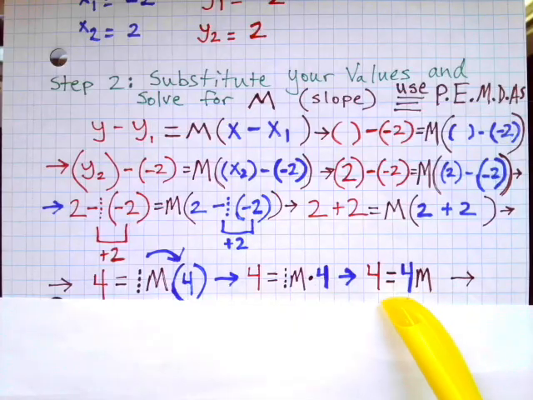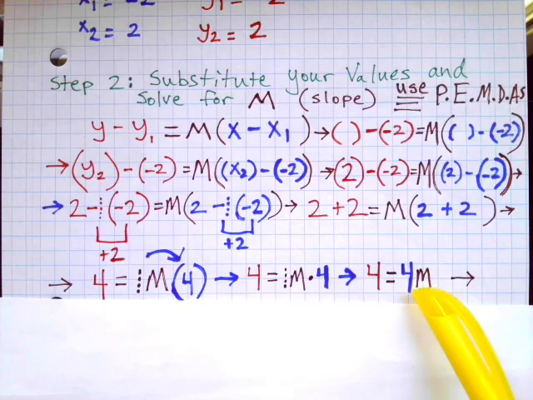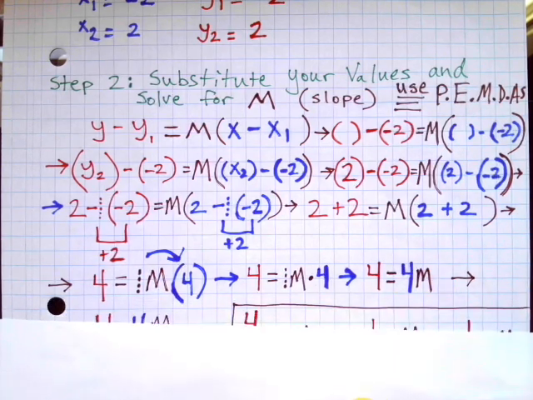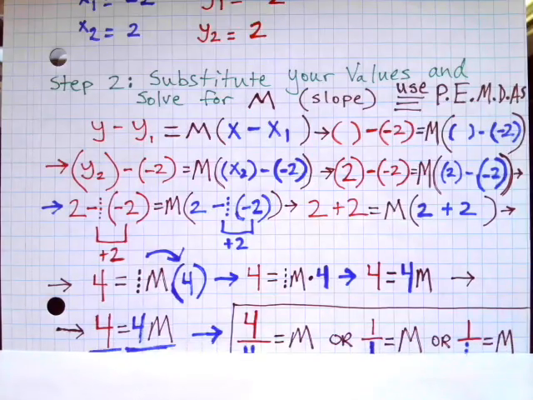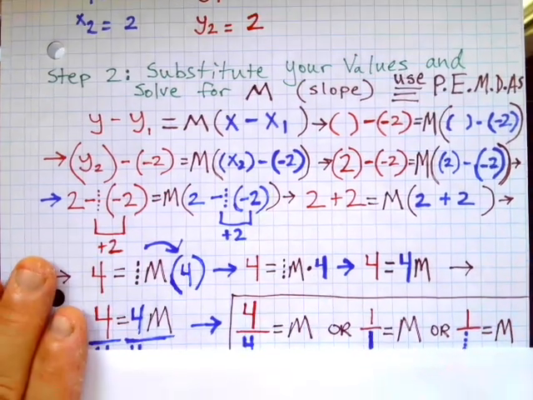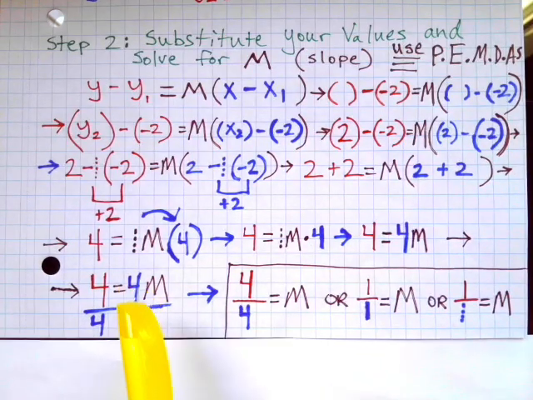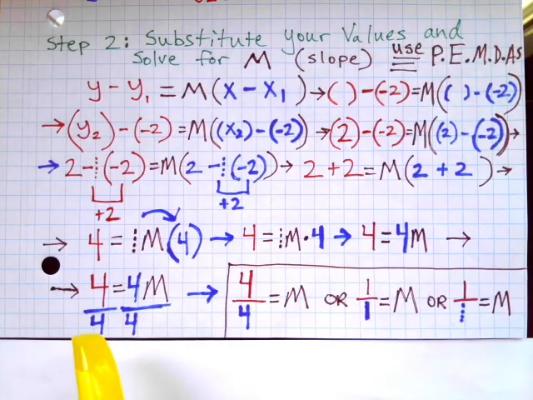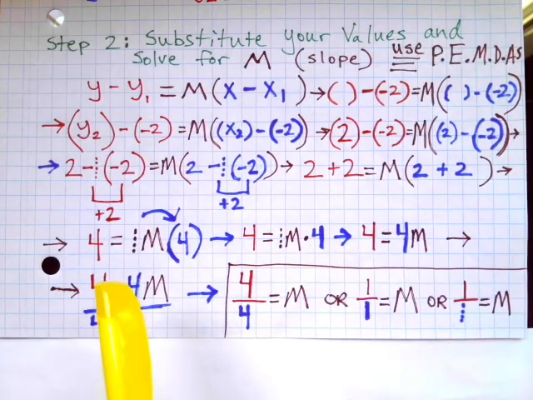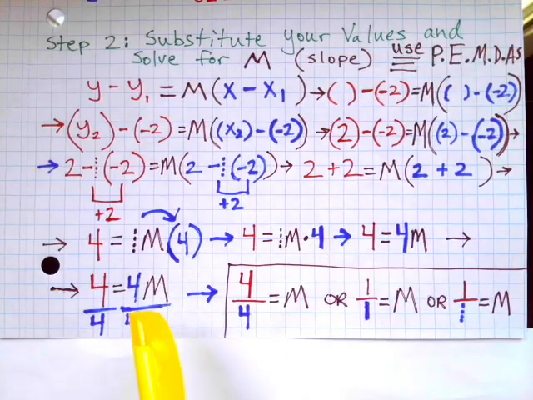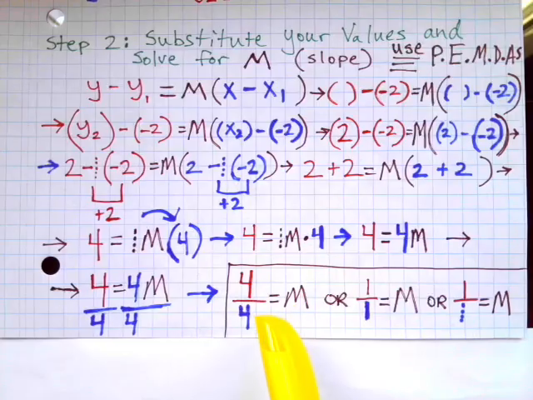What is the opposite of multiplying? 4 times m, it's to divide 4 to both sides. 4 divided by 4 is 1m. 4 divided by 4 is 1. I'm showing you that here. Raise this up a little bit more. And you can see here 4 divided by 4, not just to one side of the equal sign. I've got to do it to both sides of the equal sign. 4 over 4 equals 4 over 4, which is 1m. 1m equals 4 over 4.